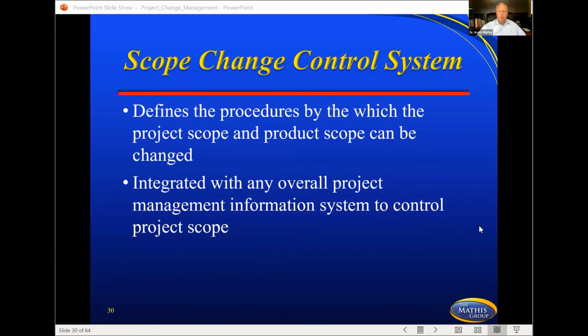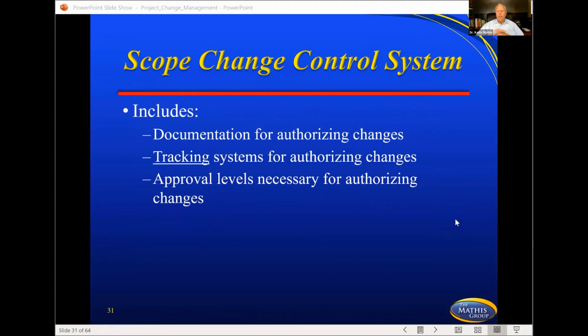Also, it's integrated with the overall project management information system to control the project scope. It includes documentation for authorizing changes, tracking systems for authorizing changes, approval levels necessary for authorizing changes. And of course, this is where you get into version control as well. What version are we working on here?